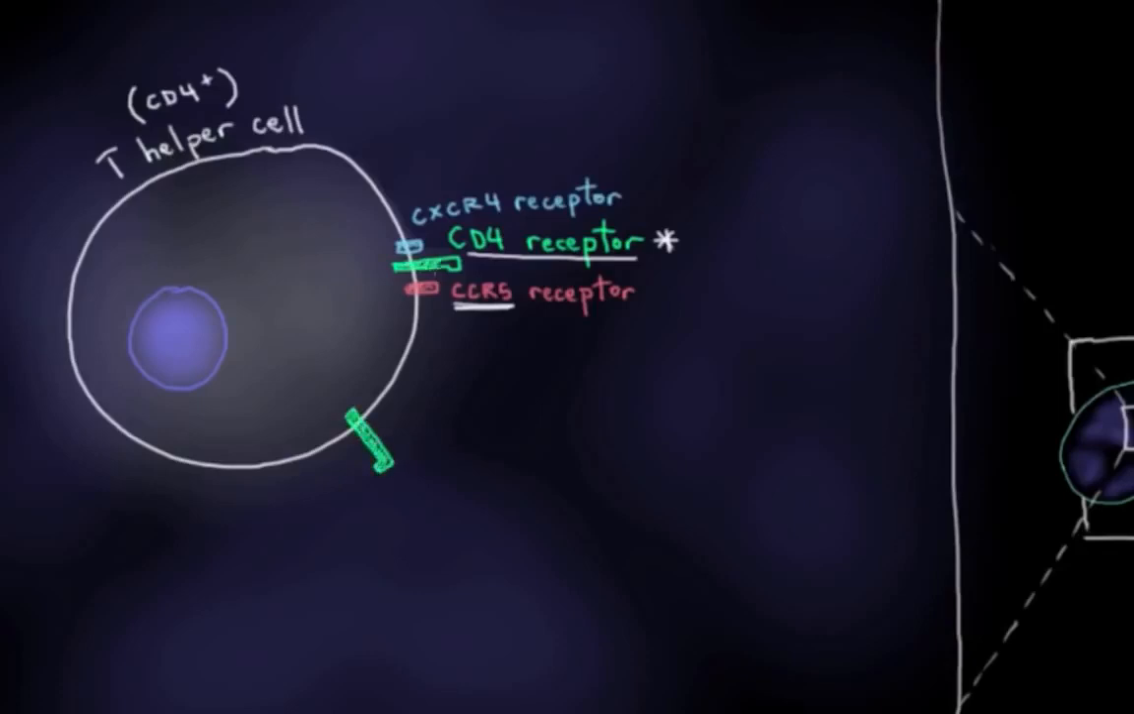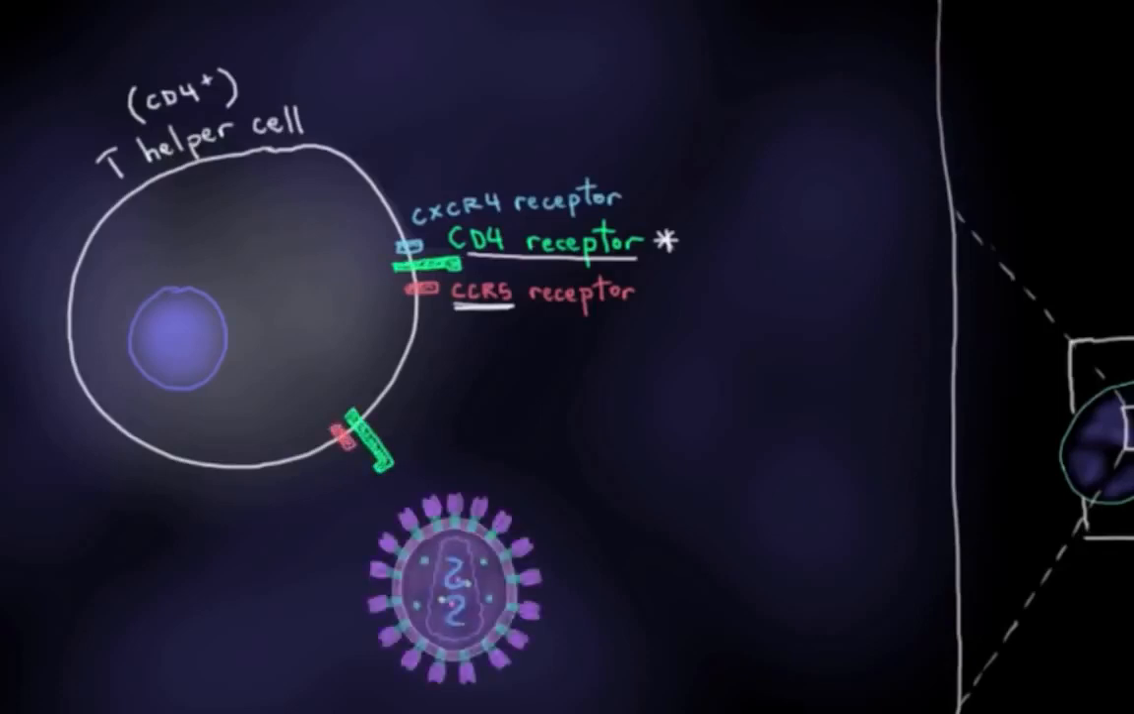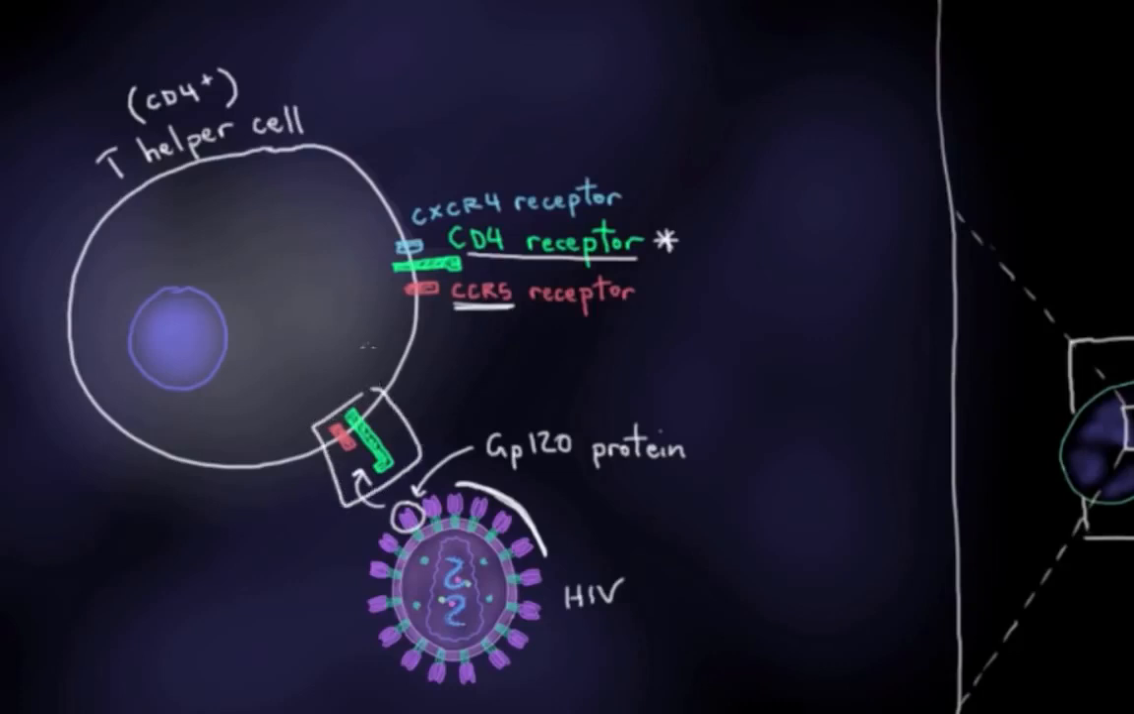So what's important about these particular receptors is that HIV happens to have a protein, this thing here called GP120, on its envelope, the outer part of the virus here, that interacts really well with these receptors. You can almost think of it as a lock and key setup. These receptors here are some of the locks that need to be opened to gain access to our T helper cell. And unfortunately for us, HIV has the key, this GP120 protein on its surface.